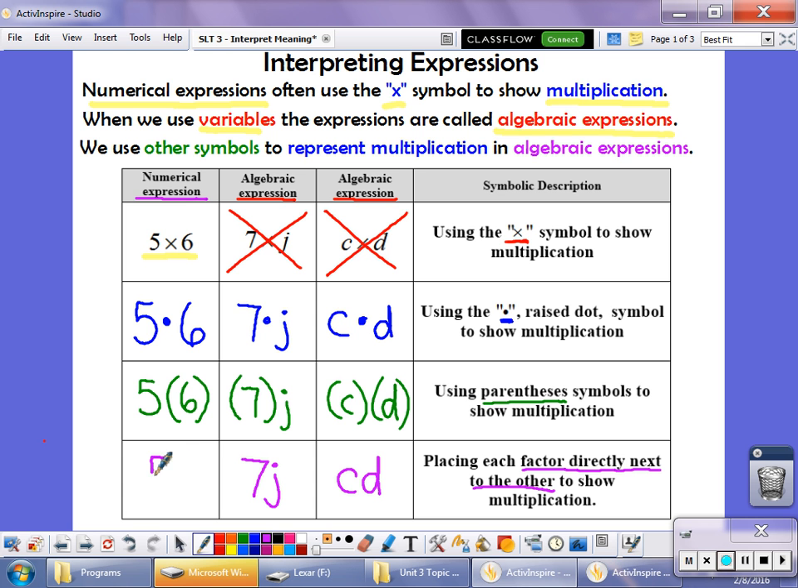Now, this won't work with a numeric expression. If I put these 2 factors side by side, there's no way for me to tell that this means 5 times 6. To me, it looks like 56. So that will not work for numerical expressions.